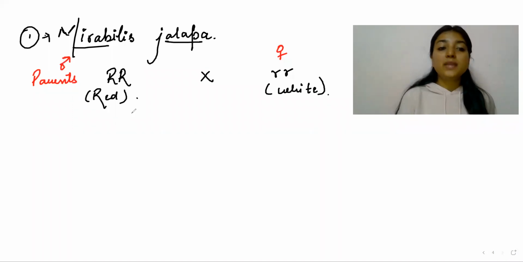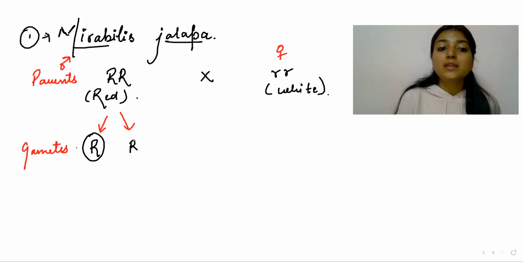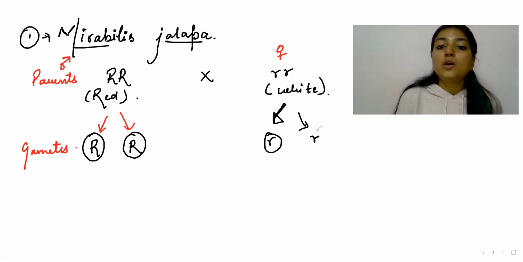Okay, so this is male. Fine. Now what do we have to do? We have to produce or take out the gametes. So we are taking here the gametes out of the parents. Okay. So the gametes will be capital R, small r, and again small r.